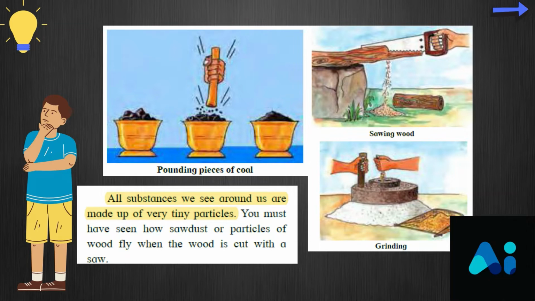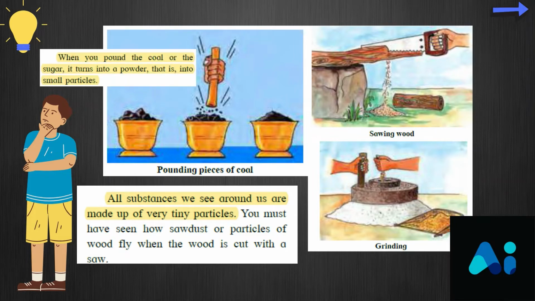For example, if you pound pieces of coal, you will see smaller pieces of coal, right? If you saw a wood, you will see the smaller pieces of wood. If you grind, you will see smaller particles. So when you pound the coal or sugar, it turns into powder. Okay, so those are the smaller particles.